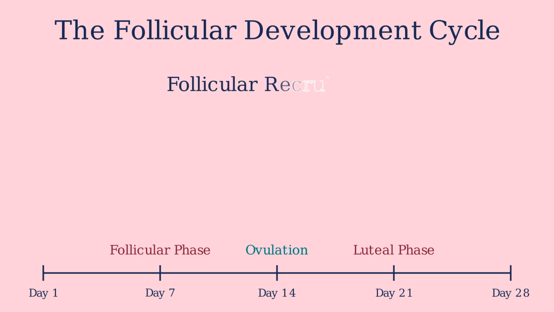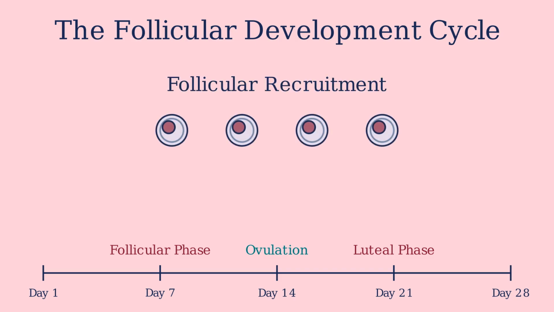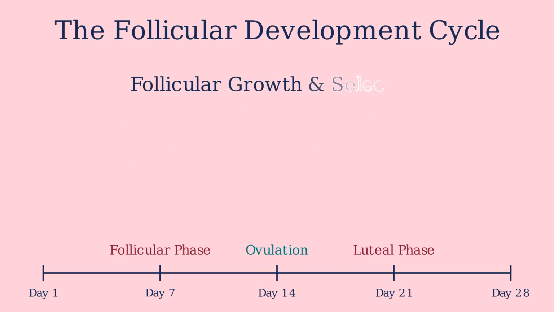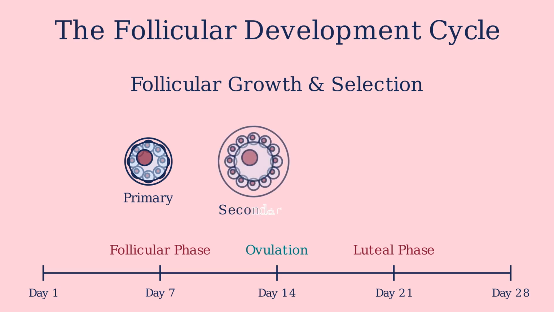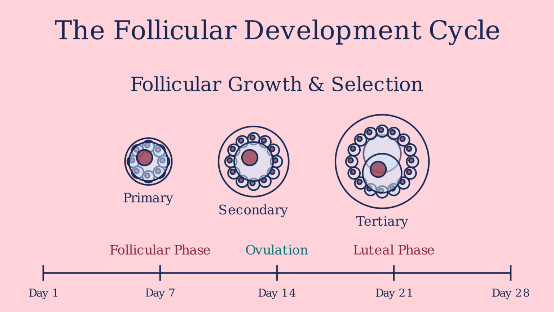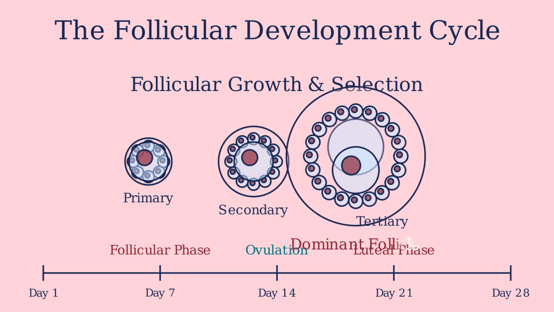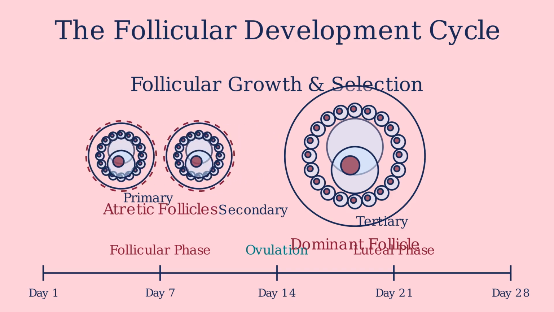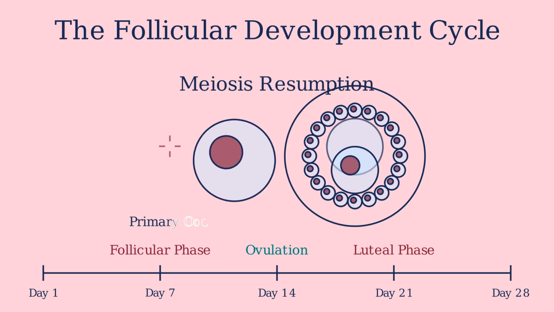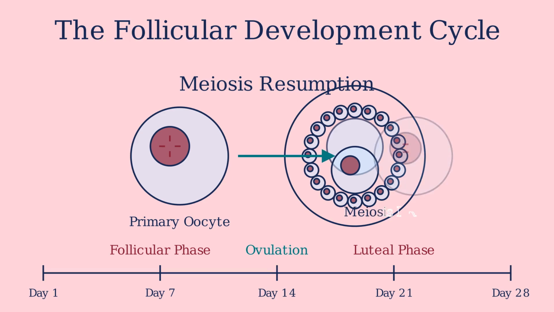During the early follicular phase, follicle-stimulating hormone recruits several primordial follicles to begin development. These follicles grow through primary, secondary, and tertiary stages, developing multiple layers of granulosa cells. Through a selection process called follicular dominance, typically only one becomes the dominant follicle, while others undergo atresia or degeneration. Just before ovulation, the oocyte within the dominant follicle resumes meiosis, which had been arrested since fetal development.